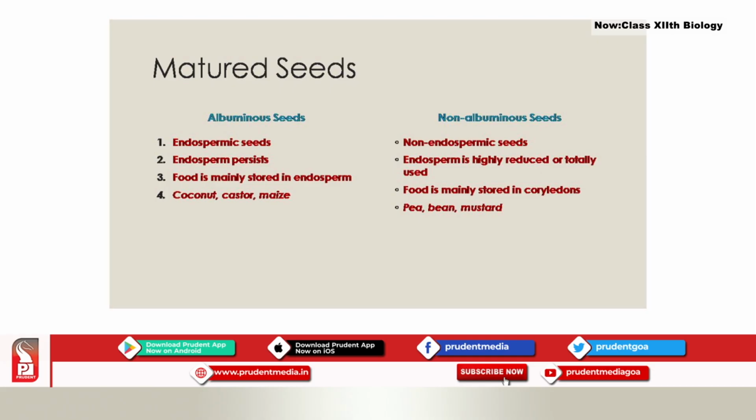Now, in matured seeds, students, you can categorize seeds into albuminous types and non-albuminous types. Albuminous types of seeds are also known as endospermic seeds. Non-albuminous seeds are known as non-endospermic seeds. It's very easy to understand. What do you mean by endospermic seeds and non-endospermic? Endospermic seeds are seeds which are going to have the endosperm persistent in them besides the cotyledons.